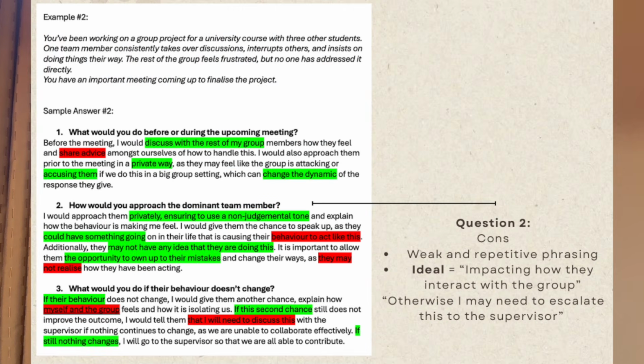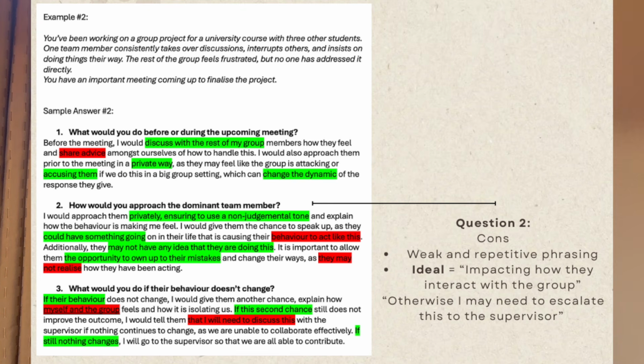Again, back to what I didn't like, I definitely had some weak phrasing, such as the statement causing their behavior to act like this. I would have preferred a different phrasing, such as impacting how they interact with the group. I also repeat near the end of the answers, they may not realize what they have been doing, which looking back is very repetitive, and I instead could have used that time to again mention the escalation pathway, where if they don't change their ways, you may need to take this further. You are again making sure that you're not making any assumptions and showing good collaboration and empathy.